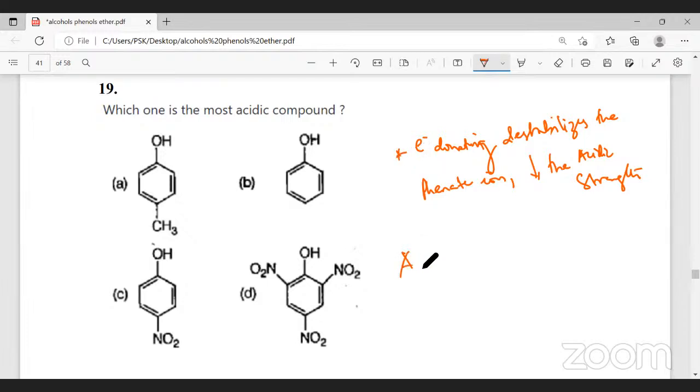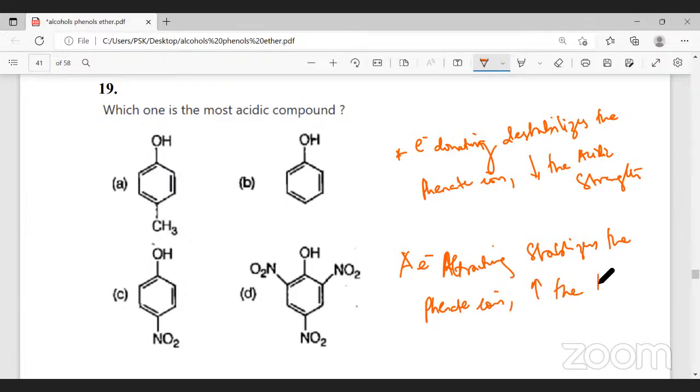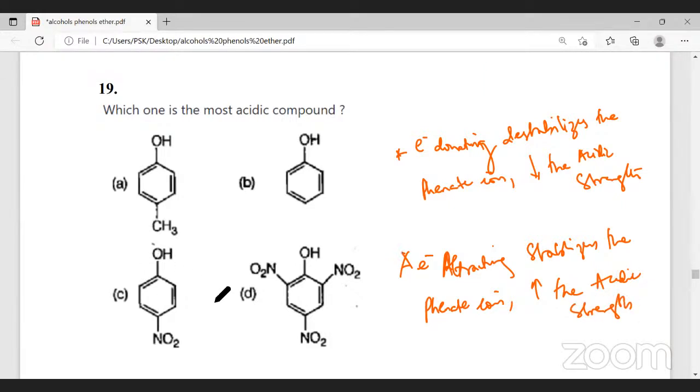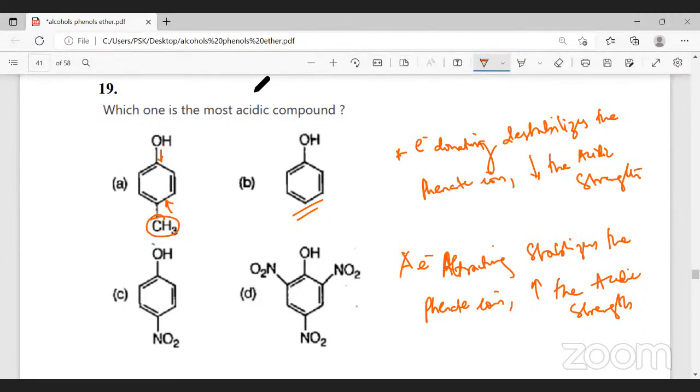Likewise, we also learned electron attracting group. Electron attracting group stabilizes, yesterday I was teaching you this, stabilizes the phenate ion and increases the acidic strength. Now, if you observe phenol, this is the simplest phenol, and it's an electron donating group here. Since it's an electron donating group, it destabilizes the ring. So para-methylphenol, that's option A, will be less strong than option B.